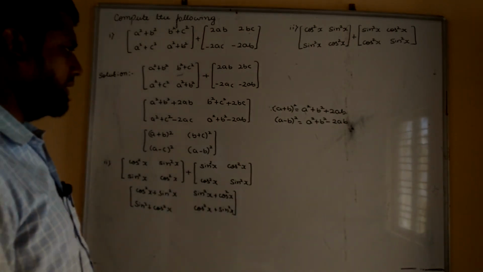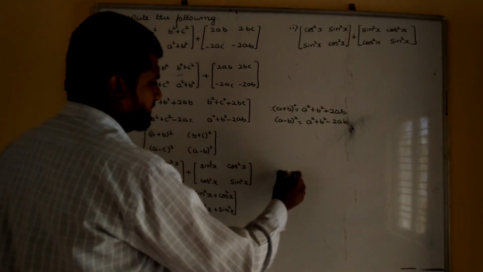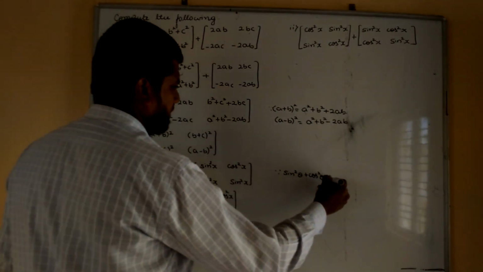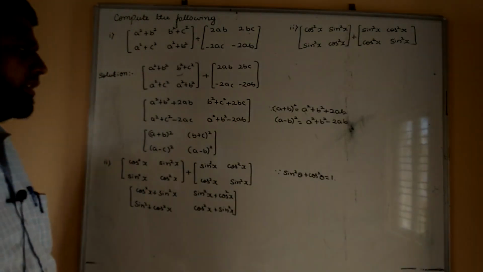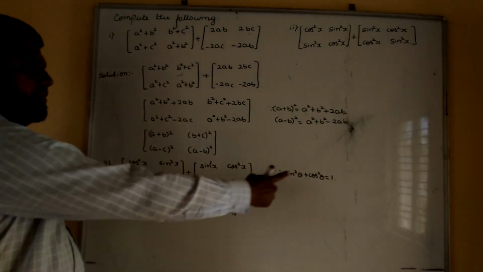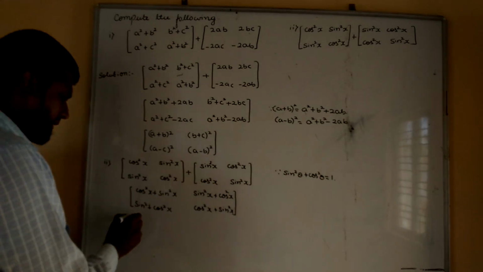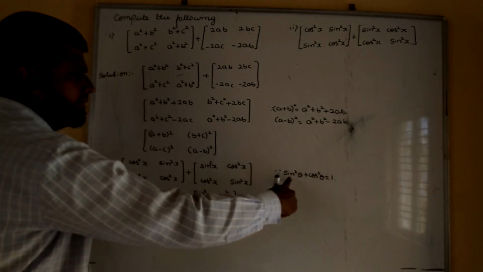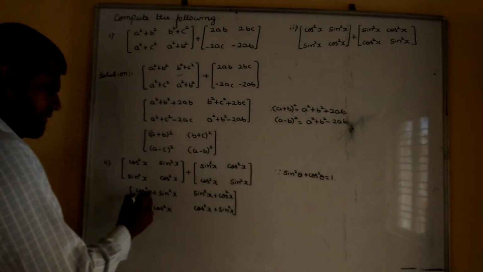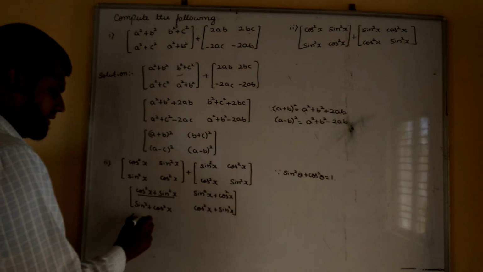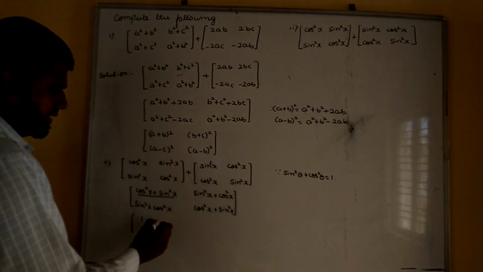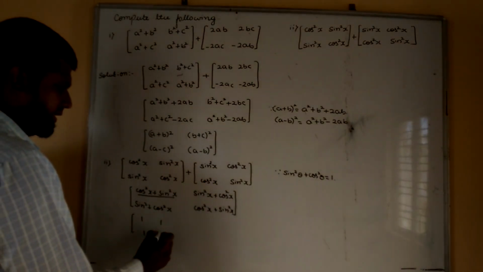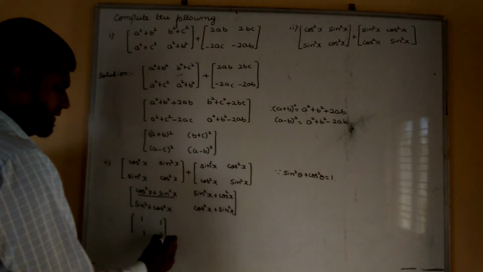You know the formula in trigonometry: sin square theta plus cos square theta is equal to 1. Here, in the place of theta, we have x. So cos square x plus sin square x is 1, sin square x plus cos square x is 1, sin square x plus cos square x is 1, and cos square x plus sin square x is 1. This is the answer for this.